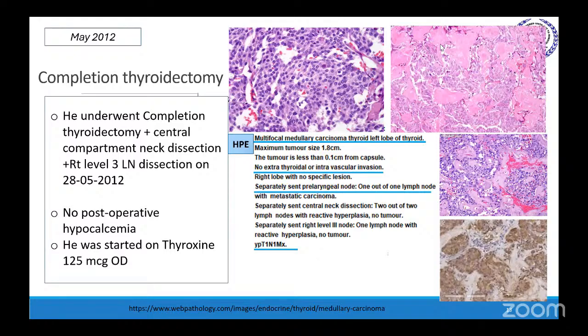So our patient underwent completion thyroidectomy plus central compartment neck dissection, and intraoperatively there was an enlarged level 3 lymph node on the right side, and that was also excised in 2012. He did not have any postoperative hypocalcemia, and he was started on thyroxine replacement.